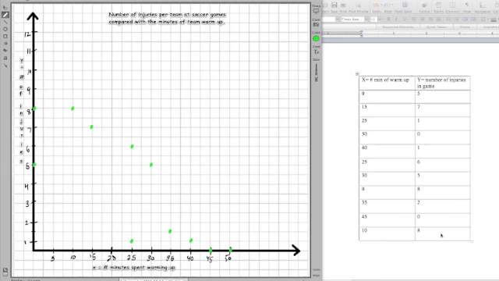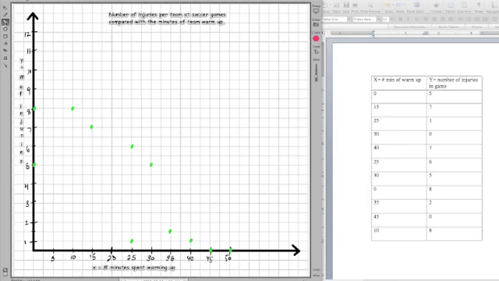And in our line, it looks like the number of minutes spent warming up is actually going to decrease the injuries. So instead of a positive correlation this time, it's actually a negative correlation. So it's going downhill or has a negative slope. So we can see that the number of minutes spent warming up decreases the number of injuries.